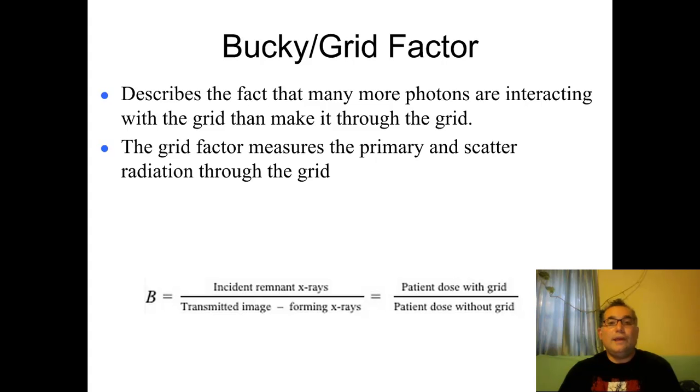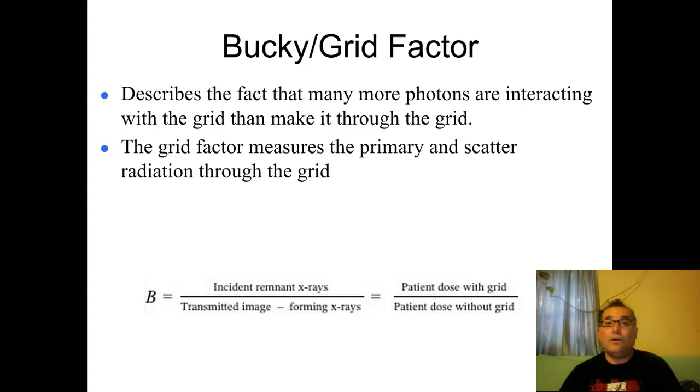There's another term known as the grid factor, right? The grid factor describes the fact that many more photons are interacting with the grid than can make it through the grid, right? The grid factor measures the primary and scattered radiation through the grid. So we have our incident X-rays over our transmitted image and our forming X-rays. There is an aspect of dose in here. Basically, what I want you to understand is a grid does too good of a job.